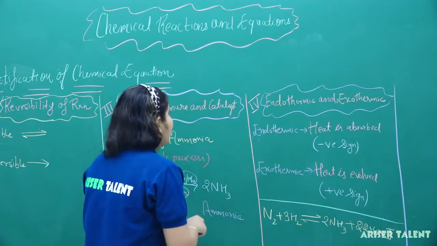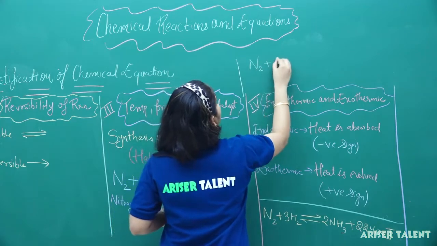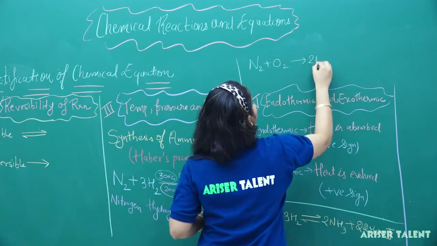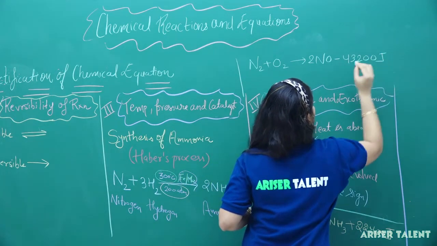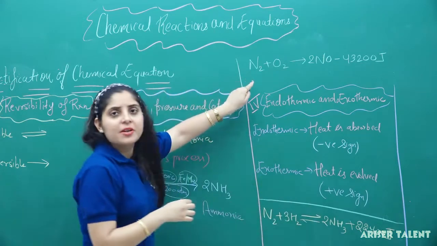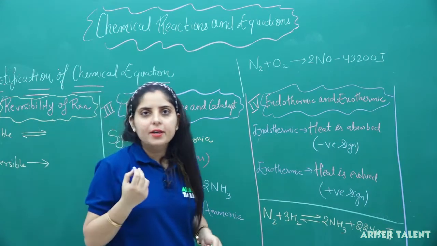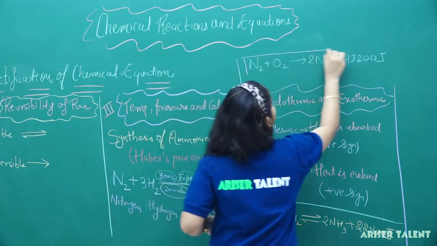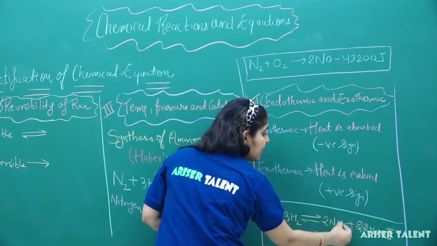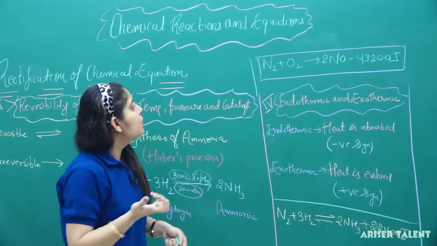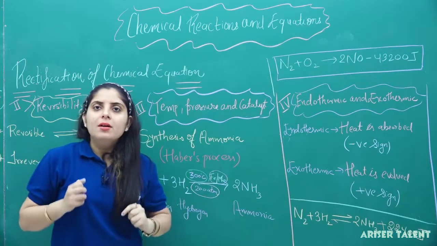Now we are taking another example, for an endothermic reaction. N2 plus O2 gives us 2NO. What we have seen in this equation is that the energy, 43200 joule, is represented with a negative sign. It means this reaction will be endothermic in nature. So positive sign represents the exothermic nature of the reaction, and negative sign indicates the endothermic nature of the reaction.